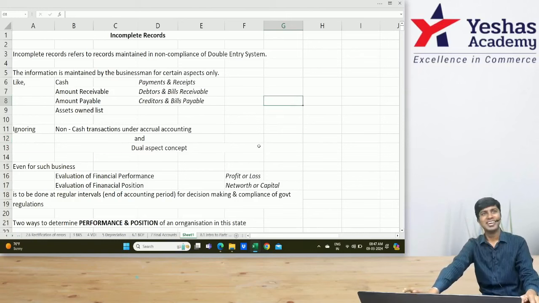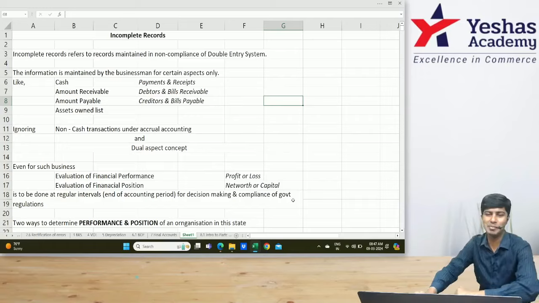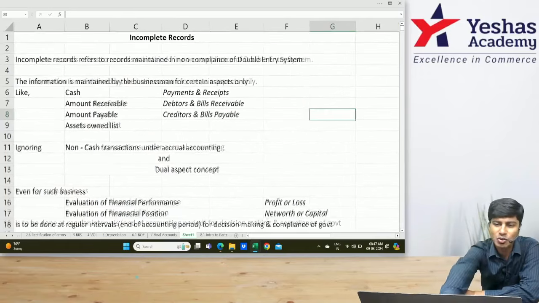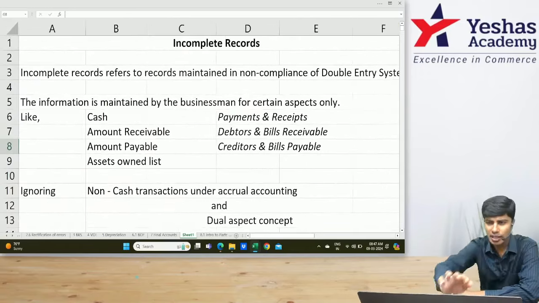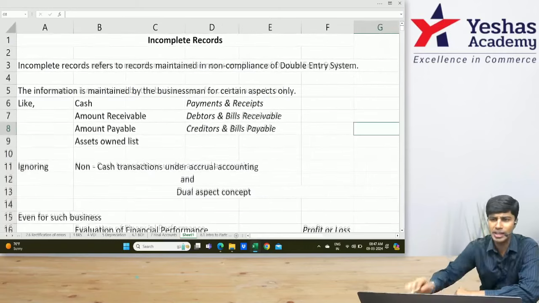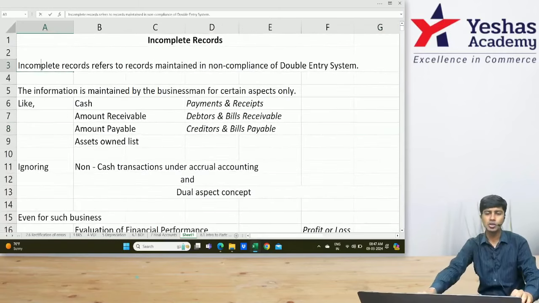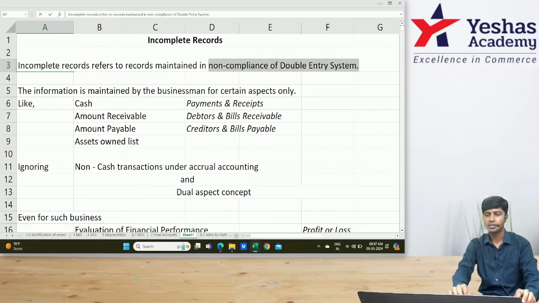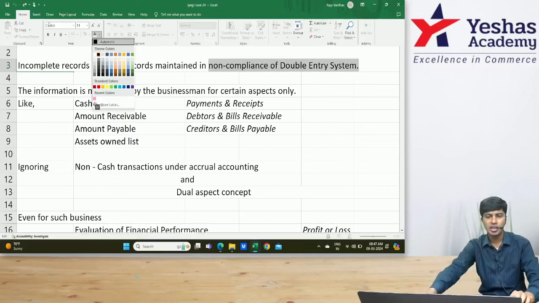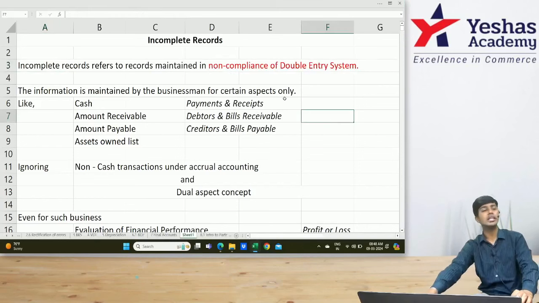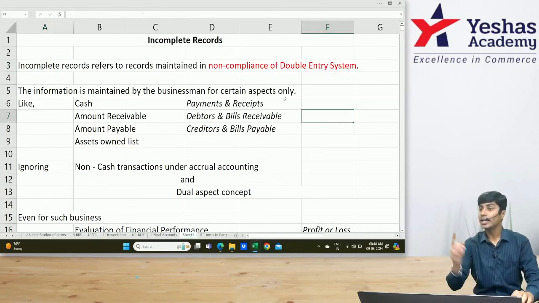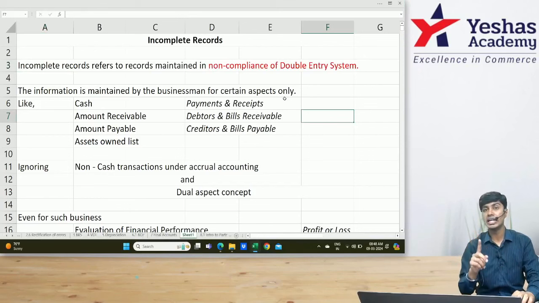Let's see. You guys got the basic overview, am I right? Come on, let's understand the basic part. Incomplete records. So what do you mean by incomplete records? Refers to records maintained in. Throughout we've been learning double entry system. But this double entry system is not complete. Whenever this double entry system is not complete, we call it incomplete records or single entry system. What is it called as? Incomplete records or single entry system.